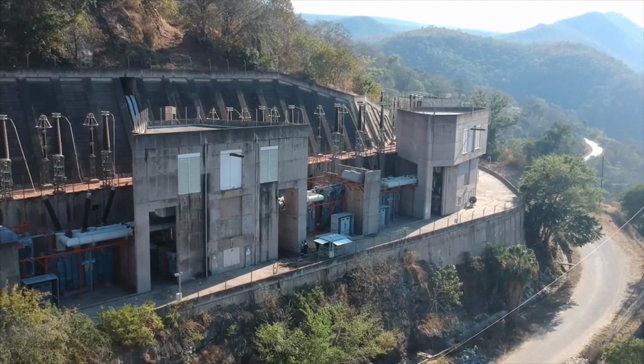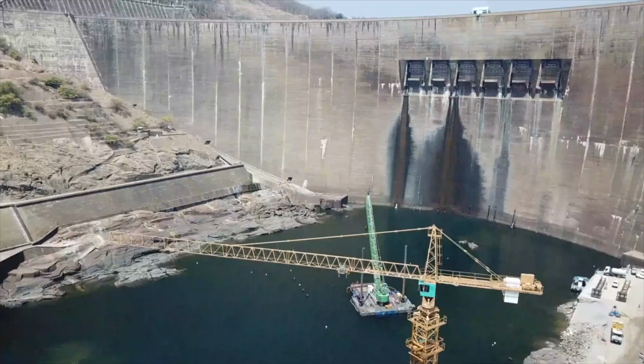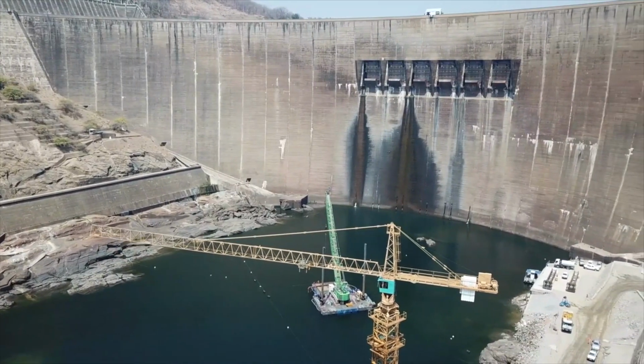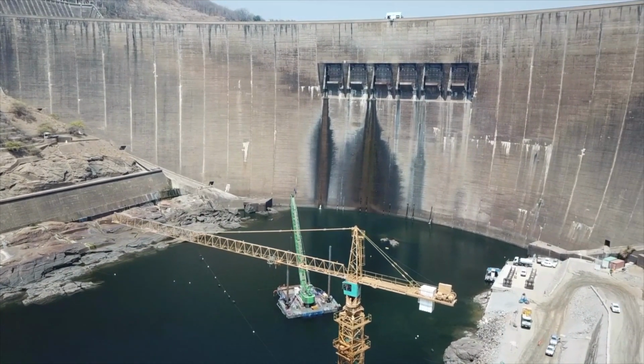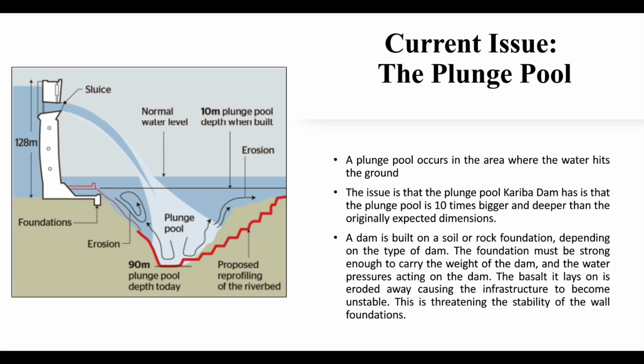gigawatt-hours of electricity annually. The current issue leading to the deterioration of the dam is the plunge pool. A plunge pool occurs in the area where the water hits the ground. The plunge pool has grown to be 10 times bigger and deeper than the originally expected dimensions.